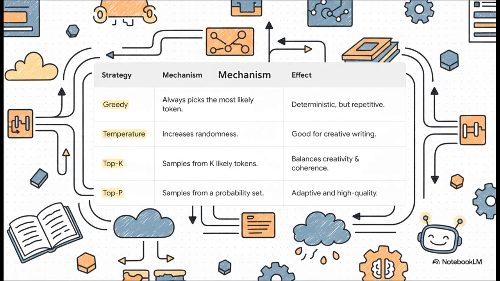And how does it actually choose that next word? Well, it uses a decoding strategy, and there's always a trade-off here. A greedy search just picks the most likely word. It's precise, factual, but it can be kind of boring and repetitive. But if you increase the temperature or use a sampling method like top P, you add a bit of randomness. That makes the output more creative, but also potentially less accurate.